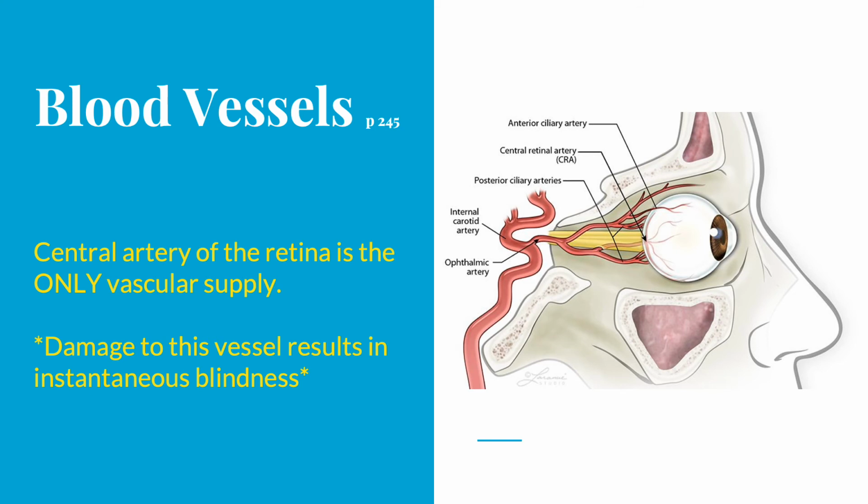Blood vessels. So really the big takeaway from this is that the central artery of the retina is the exclusive blood supply to the eye. So whenever you have any kind of neuropathy or increased pressure in the eye or increased intracranial pressure that causes pressure on that nerve, it's going to affect the blood supply, and because that's the only source of blood for the eye, if that's damaged, then you will go blind. There's no backup supply. So definitely know that.